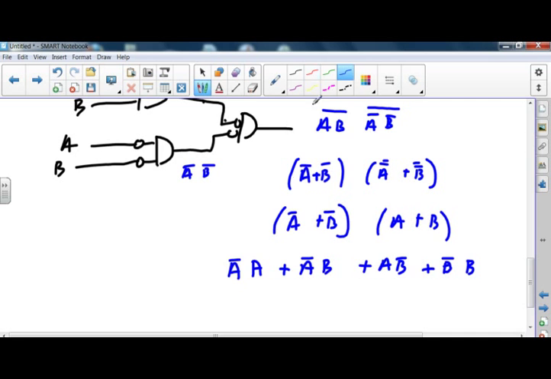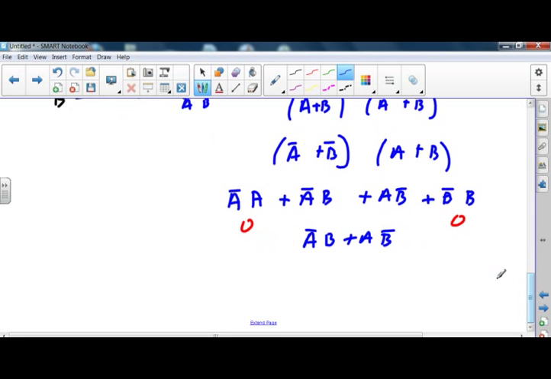Now, A naught A is 0. B naught B is 0. So what I've got left over is A naught B or A B naught, which is the definition of an exclusive OR. So that circuit is an exclusive OR circuit.